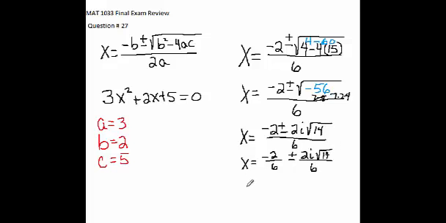So the two solutions are negative 1/3, reducing 2/6 to 1/3, plus or minus, and again 2/6 goes to 1/3. I'm going to have square root of 14 over 3, and that's going to be the i part of those complex answers. Let me show you what I did here. I canceled out, reducing that fraction and that one, and that's where the square root of 14 over 3 comes from.